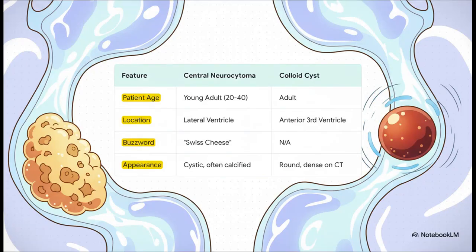Okay, what if our suspect is hiding out inside the ventricles, those fluid-filled spaces deep in the brain? Well, two common culprits here are the central neurocytoma, which you'll see in young adults and has this classic bubbly Swiss cheese look to it, and the colloid cyst, which is this perfectly round little lesion right in the front of the third ventricle that can cause some serious problems.